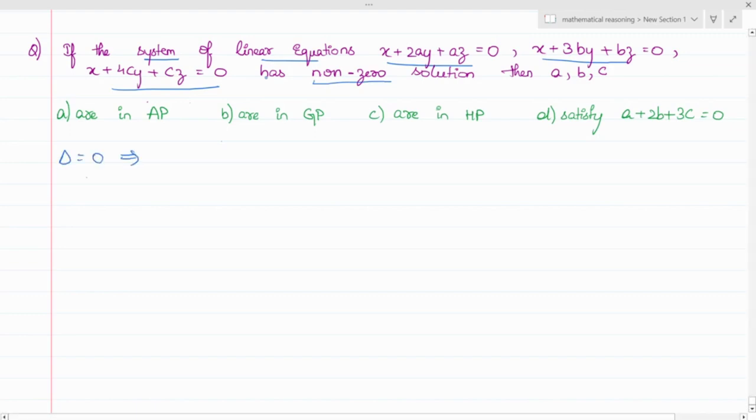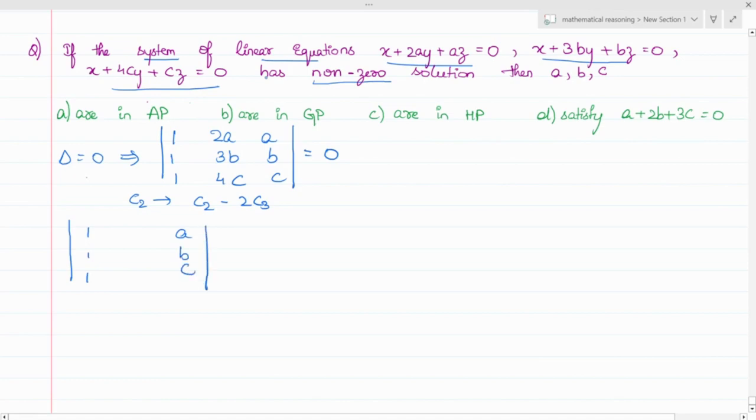So let's calculate it. That is 1, 2a, a. I'm writing x, y, z coefficients. 1, 3b, b, 1, 4c and c. This determinant value should be equal to 0. So let's apply some column and row transformation. So first column 2 changes to column 2 minus 2 times of column 3. So column 1 and column 3 remains as it is. Only the column 2 changes to C2 minus 2 times of C3.